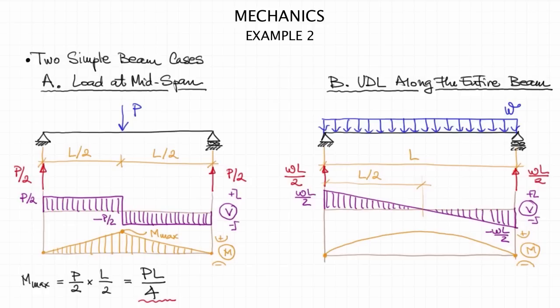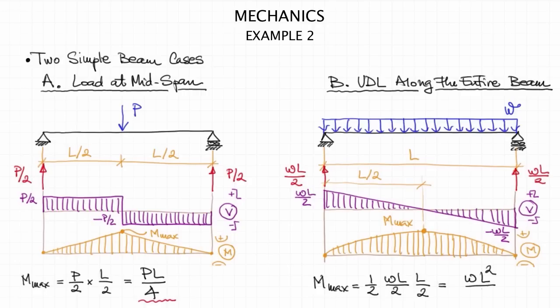Since the shear force varies linearly, the moment will be parabolic, and we'll start with a positive slope at the left end due to the positive value of the shear force, and we'll end up with a negative slope on the right end due to the negative value of the shear force. If we now calculate the maximum moment using the same principle, the formula that we will obtain will be WL squared over 8.